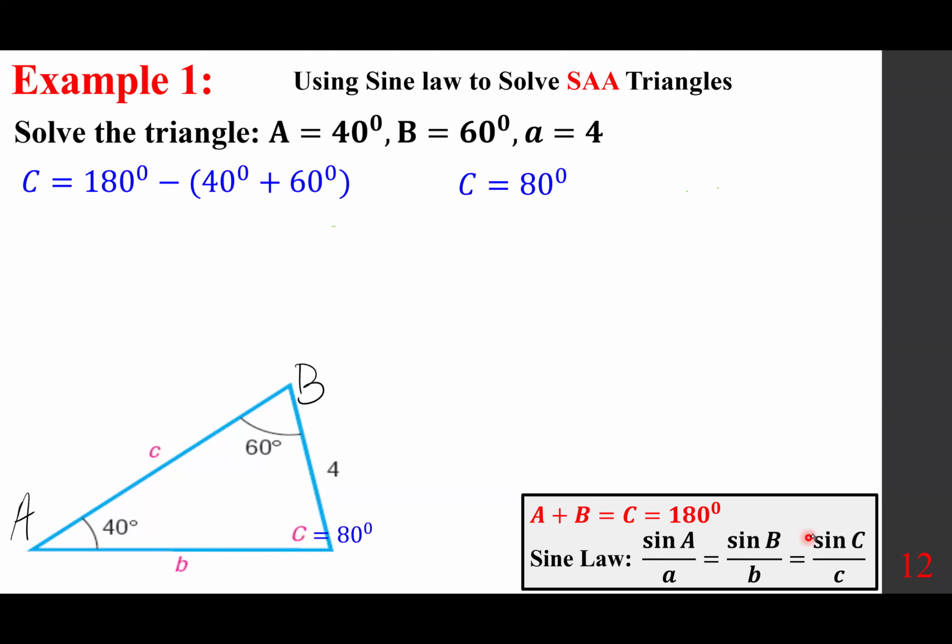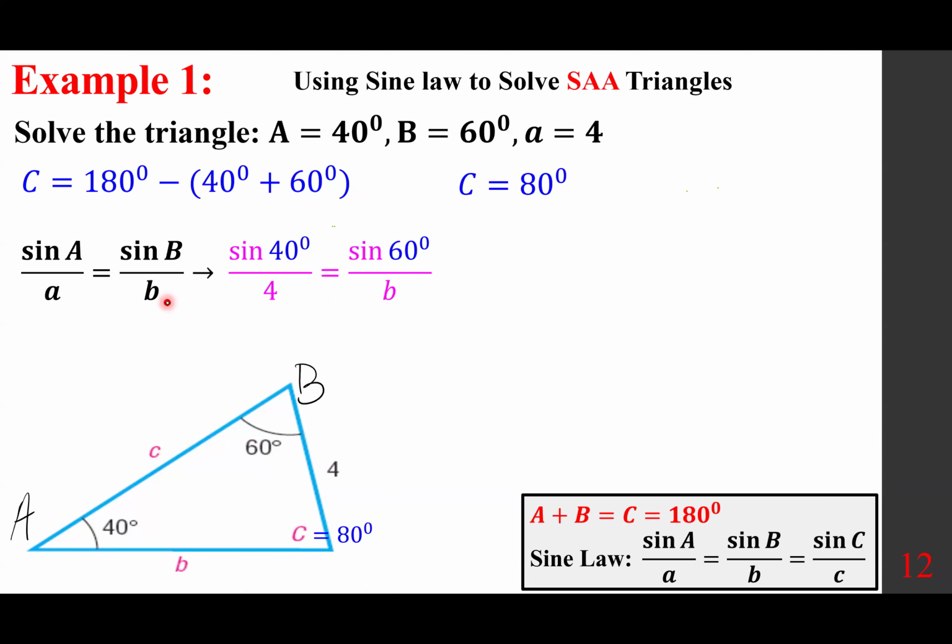And according to the sine law, we can use any of them. By the way, you can use the first one and the second one, first one and third one, second and third, doesn't matter. So we choose to go with sine A over a and sine B over b, because A and B are given. Okay, so you try to work with what is given. And of course, lowercase a is given. So sine of 40 over 4 equals sine of 60 over b, which we don't have.